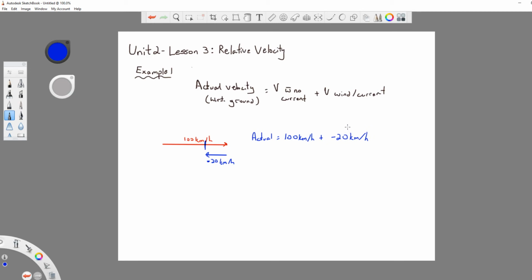We get this net sum, our actual velocity. So if we had somebody on the ground with a radar gun and they shot it up at the plane, our actual velocity would be what they read. And so we end up with 80 kilometers per hour, because the wind is blowing against them and slowing them down. That's just the demonstration that example 1 is giving us here.